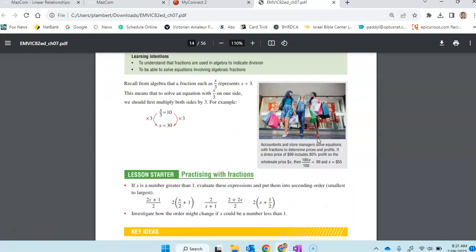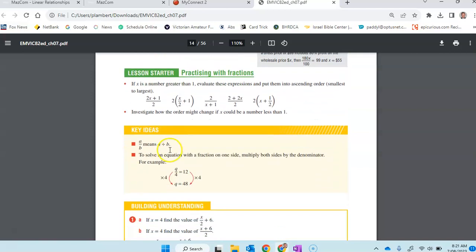Then we're moving on and we're having a look at 7C, which is equations with fractions. Same thing, you can see this here. We want to understand that fractions are used in algebra to indicate division, to be able to solve equations involving algebraic fractions. So we've got x over 3 equals 10. We'll use exactly the same idea and we will do the same to both sides. We'll multiply by 3. So 3 times x over 3 equals 30. So you've got x equals 30.